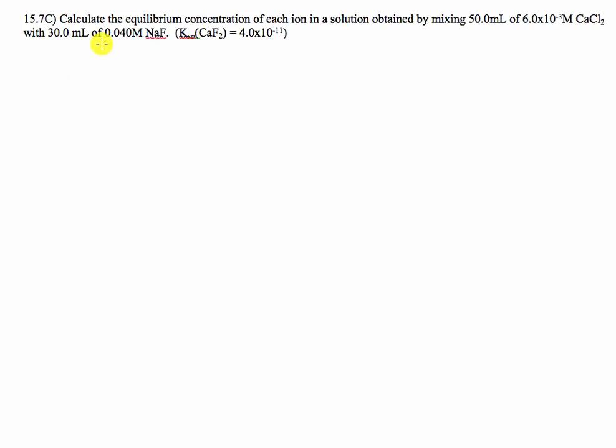Alright, so here we go. Calculate the equilibrium concentrations of each ion in solution when I mix this and this together. So what I'm doing here is mixing two solutions together and looking for a precipitate to form. We're going to assume that the precipitate forms in this problem, and also keep in mind that we're combining solutions together. We're combining this beaker with this beaker, so our total volume at the end of this problem is going to be 80 milliliters, or equal to 0.080 liters. So keep in mind we're going to have a total volume.